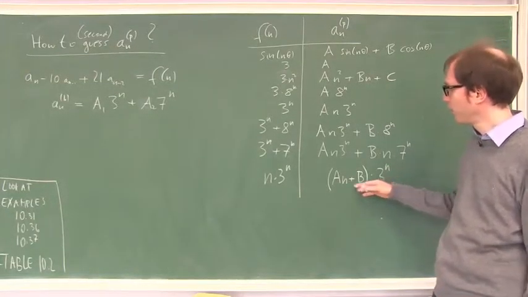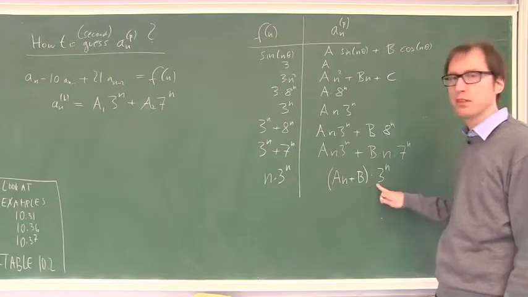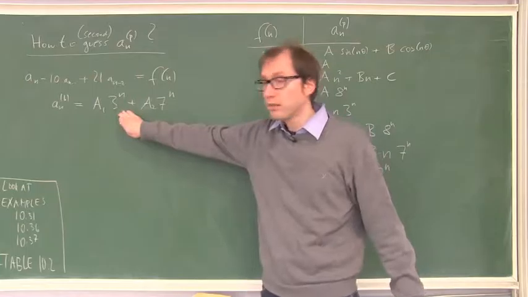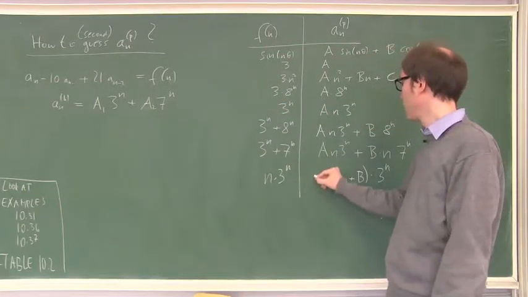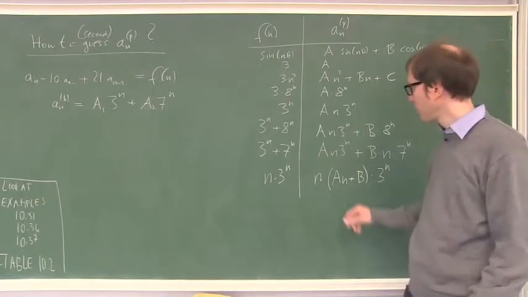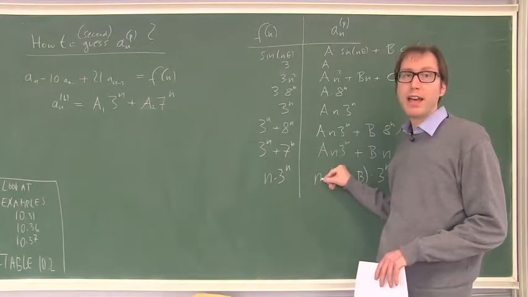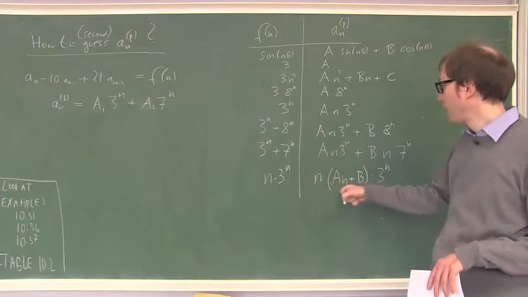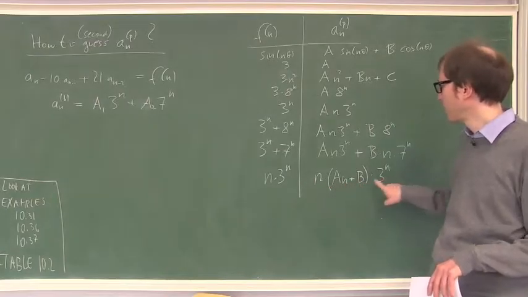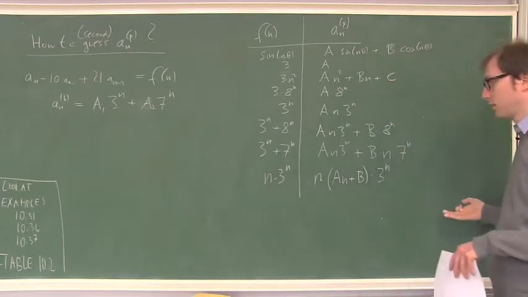But now you realize if you sum this out, you have a times n times 3 to the n, no problem, but you have b times 3 to the n also. This is a problem because this is just a constant times 3 to the n, which you already had here. You don't want to have that, so what you do is you multiply through by n. Now sometimes, maybe we see later an example, you might even have to multiply by n squared. But if you multiply through by n, you get a times n squared 3 to the n plus b times n times 3 to the n, and none of this interferes in any way with what we had here. So this is good.